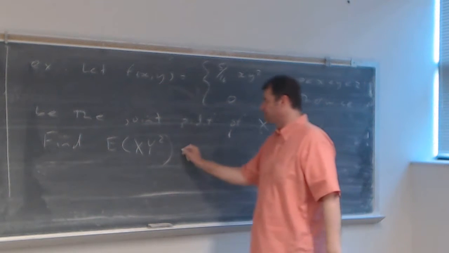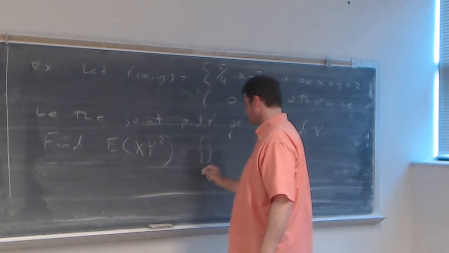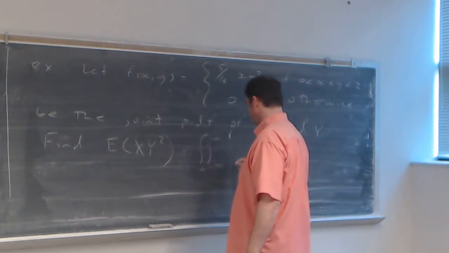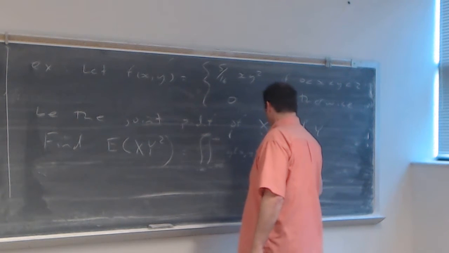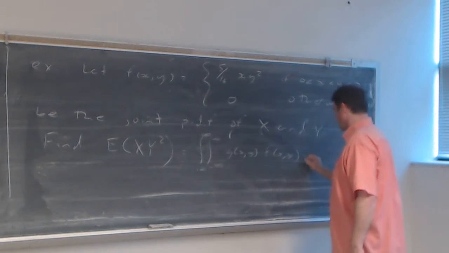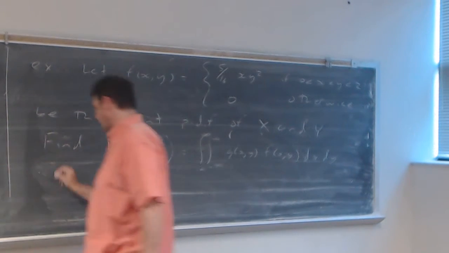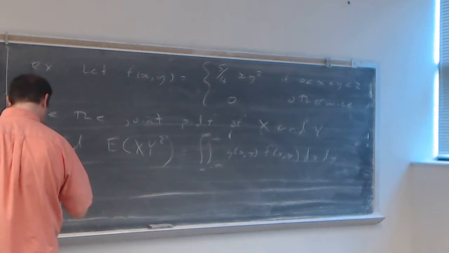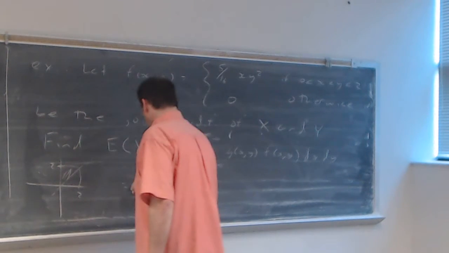So in this case, this is equal to the integral from minus infinity to infinity, minus infinity to infinity, of g of x comma y, f of x comma y, dx dy. Well, look, f of x comma y is a lot of times 0. The only time it's not 0 is in this region. You've been working with this a good bit. So it's this region.